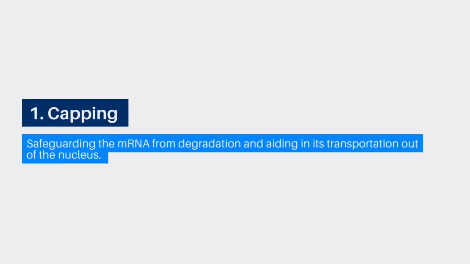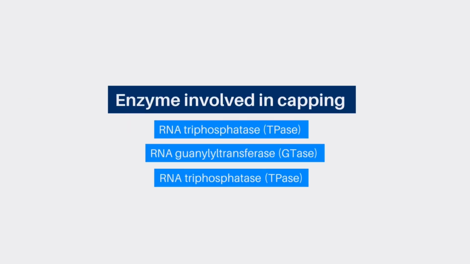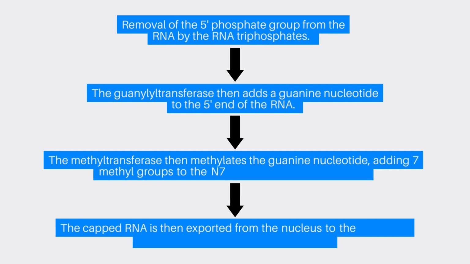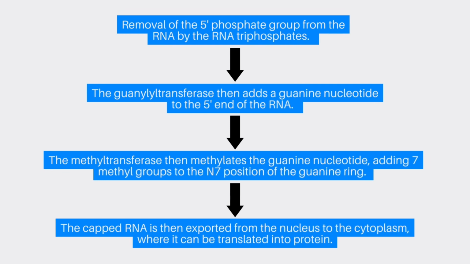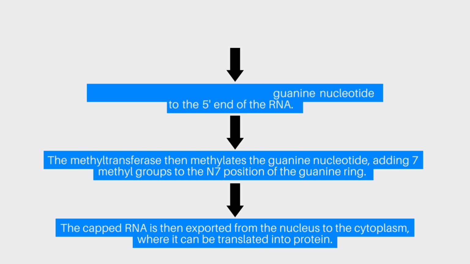Capping is to safeguard the mRNA from degradation and aid in its transportation out of the nucleus. The first step in capping is the removal of the 5' phosphate group from the RNA by the RNA triphosphatase. The guanylyl transferase then adds a guanine nucleotide to the 5' end of the RNA. The methyl transferase then methylates the guanine nucleotide, adding a methyl group to the N7 position of the guanine ring. The capped RNA is then exported from the nucleus to the cytoplasm, where it can be translated into protein.